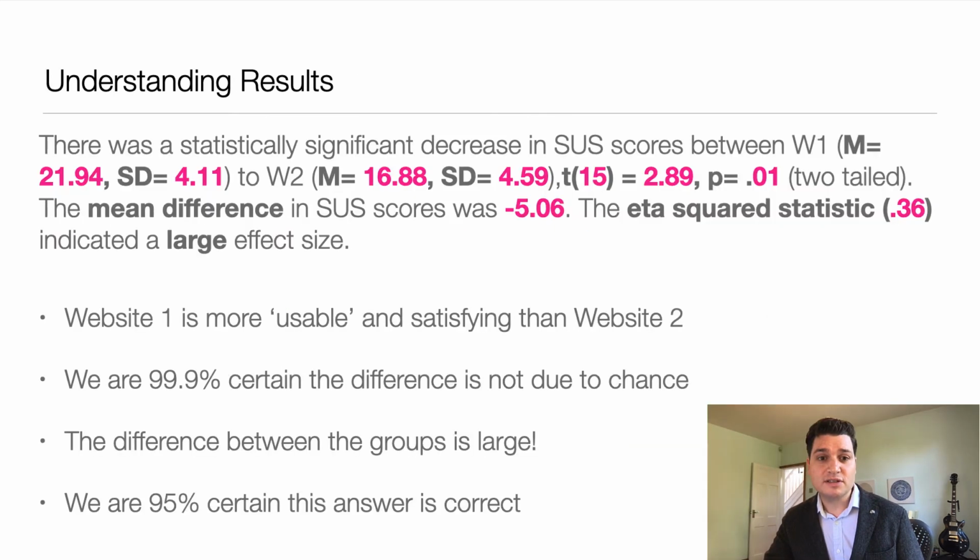Through the results, website 2 is more usable and satisfying. We have 99.9% certainty the difference is not by chance. It's a very large difference between the groups, and it's really good.